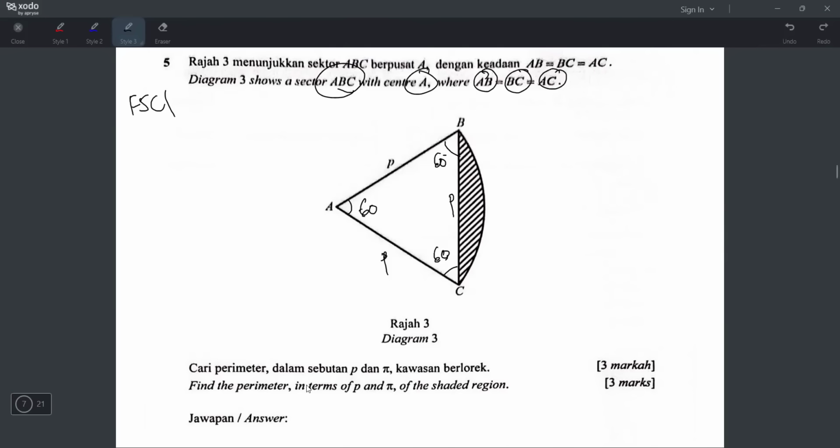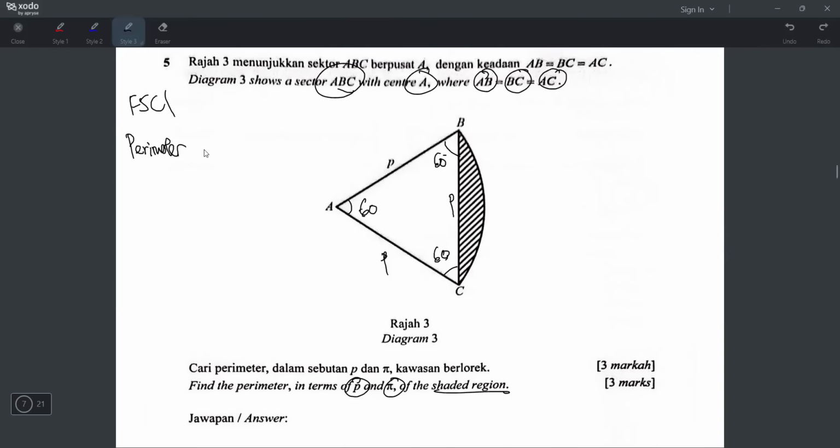Okay, let's go. Find the perimeter in terms of P and pi of the shaded region. So they want the perimeter. So what do you think? The angle, will it be useful? Confirm it will be useful, because the shaded region is a segment. And when you're finding the perimeter of a segment, you need the arc formula and the chord formula. And without the angle, it's not possible to find the length of the arc and the length of the chord.